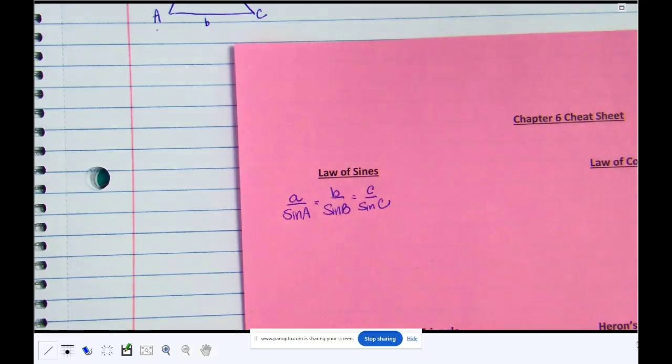Let me get my pink paper and see, because there's two different ways to write this, which don't freak out because they're not hard. I did give them both. Give them both.